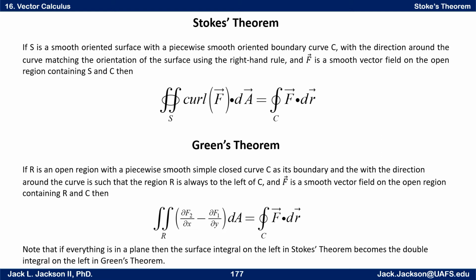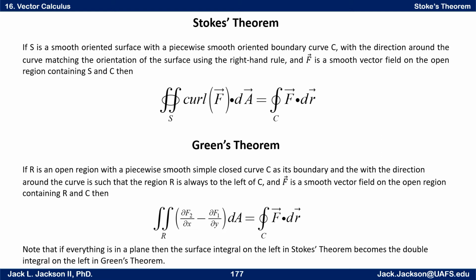Okay, and then we're going to be integrating a vector field, F. It's a smooth vector field on an open region containing S and C. It's got to contain all of S and all of C, no holes in it. And what this turns out to be is if we do the surface integral over S of the curl of F dot dA, that's the same as the line integral around the boundary curve of F dot dr.